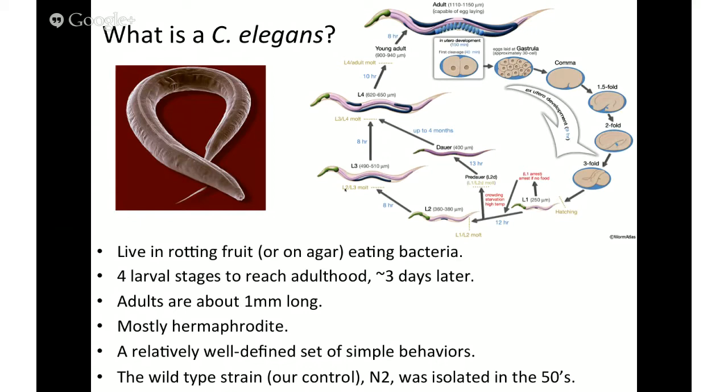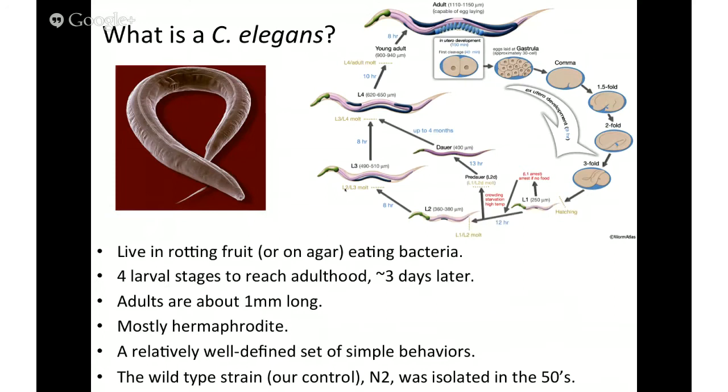And the wild-type strain, which is what we use as our control for experiments, is called N2. It was isolated in the 1950s, and it has its own beautiful little story. It was isolated by a researcher named Elias Doherty. He took it all the way to Berkeley. Then Sydney Brenner back in Cambridge wanted one, so he asked Elias to send it back to him in England. So it went round trip from England to Berkeley and back again to Cambridge from Bristol.